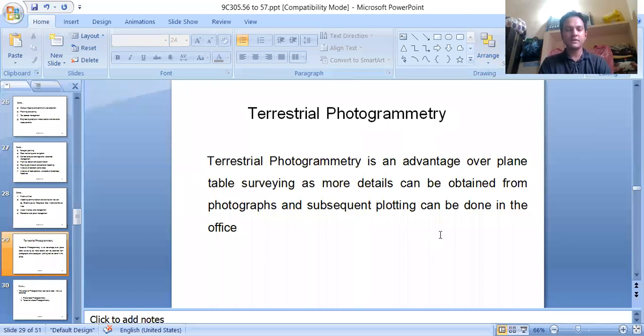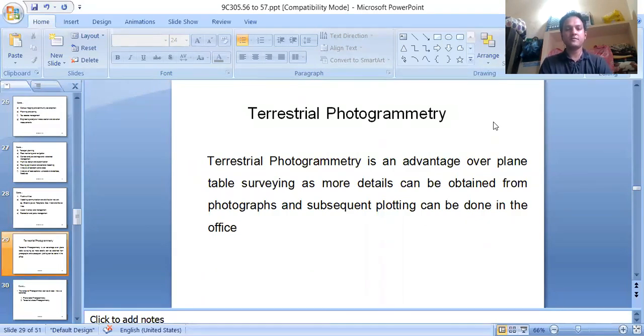Now we will see different types of photogrammetry. Photogrammetry means taking a photograph for getting detailed information or approximate information about an area. So it is nothing but surveying by taking photographs or taking measurements through photographs. It is called photogrammetry.